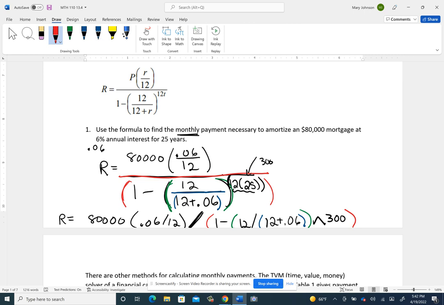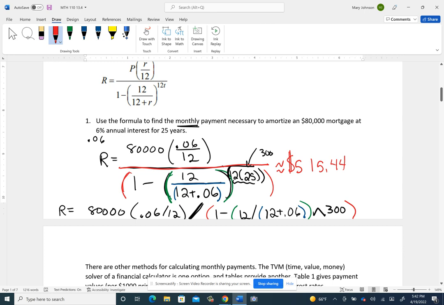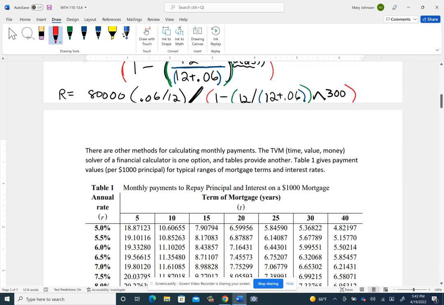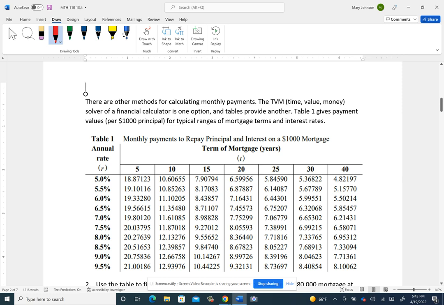Okay, so if you did it right, you should get this to be around $515.44. And you typically are going to be, throughout this whole thing, rounding to the hundredths place because it's money. We're talking dollars and cents. All right. Now, the thing is, even though we can do that to figure out what the regular monthly payment would need to be in order to pay off that loan in 25 years at 6% interest, there's other ways to do it. There are calculators designed for this. There's spreadsheets. And sometimes we use a table where somebody else has already calculated the information.